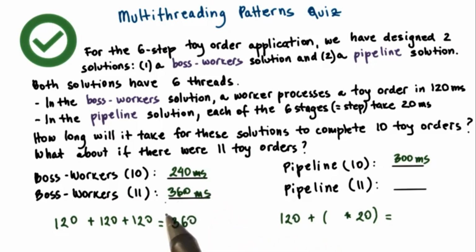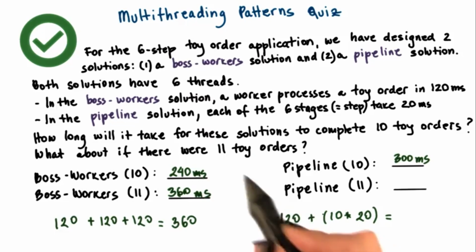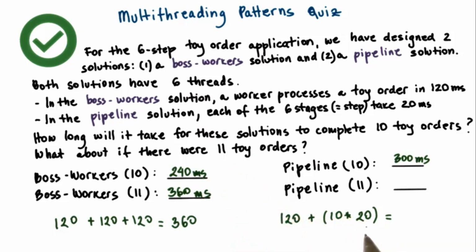360 milliseconds. For the pipeline case, applying the exact same reasoning as before, when we have 11 toys, it will take 120 to process the first one, and then for the remaining 10, it will take another 20 milliseconds for every single one of them to finish the last stage of the pipeline. So it will take a total of 320 milliseconds for the pipeline approach to process 11 toys.